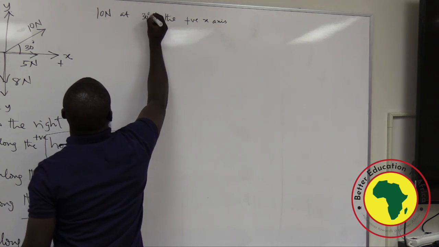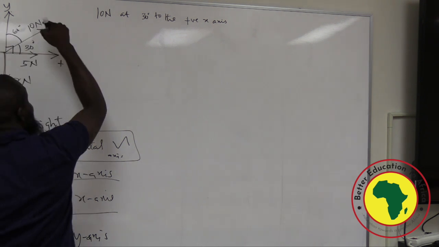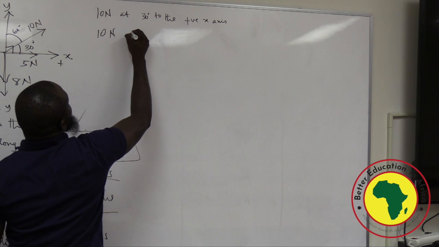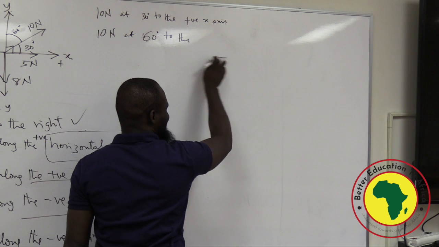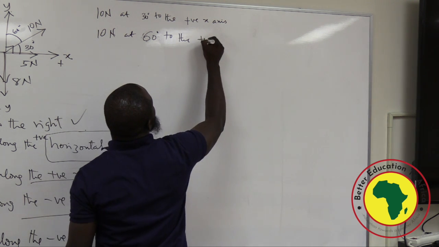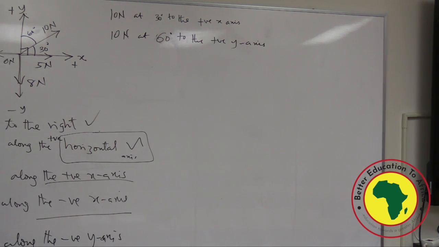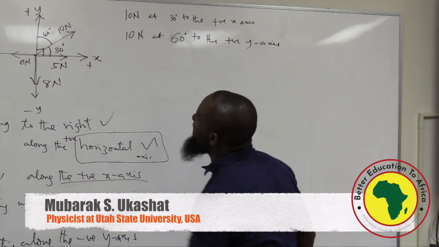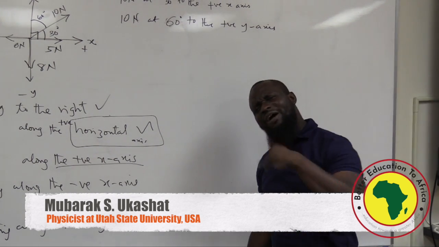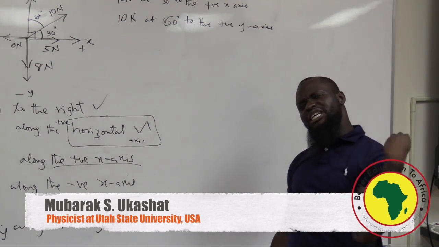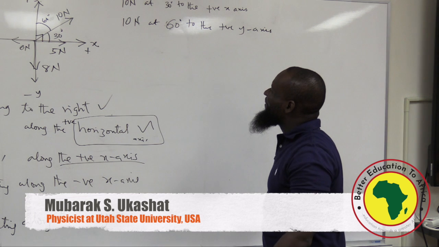Or I want to use the y-axis. So this is 90 minus 30, this is 60 degrees. I can still specify that direction as 10 Newton at 60 degrees to the, instead of saying vertical, which is a little bit ambiguous, say positive y-axis. Okay, so I have a choice of how to define the direction of the 10 Newton. I can use the x-axis, I can use the y-axis. Any axis you use, you are correct, so long as you have defined the direction of that particular vector with respect to some point or origin.